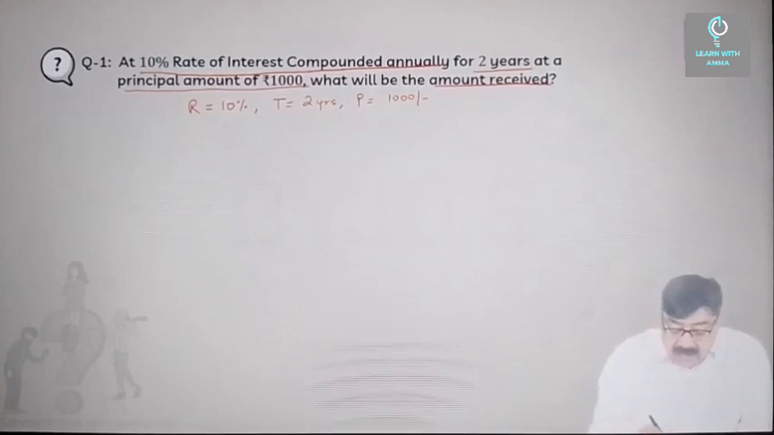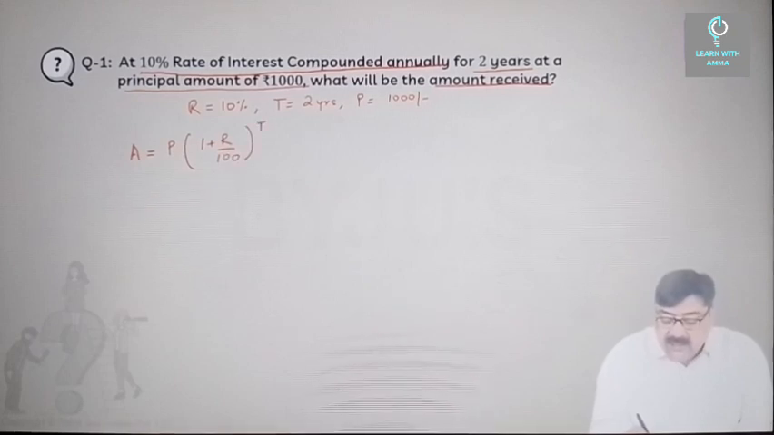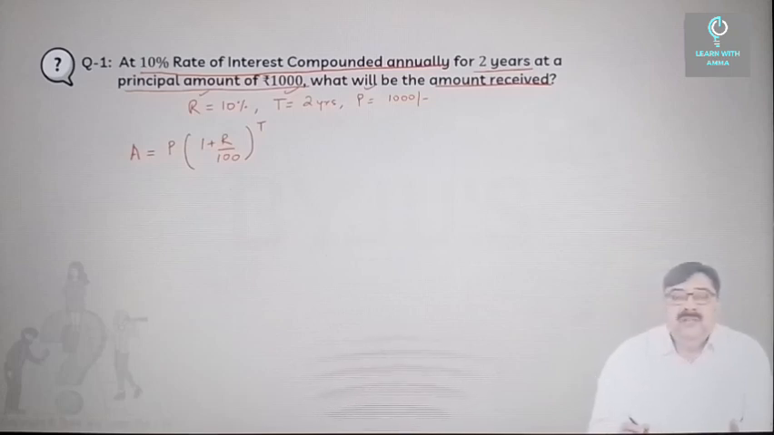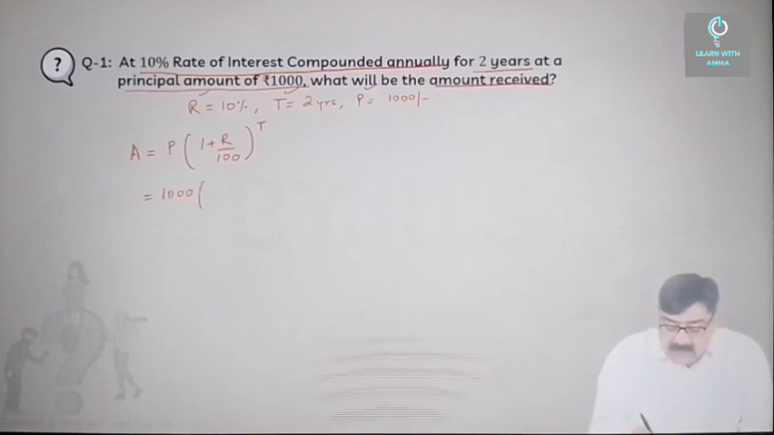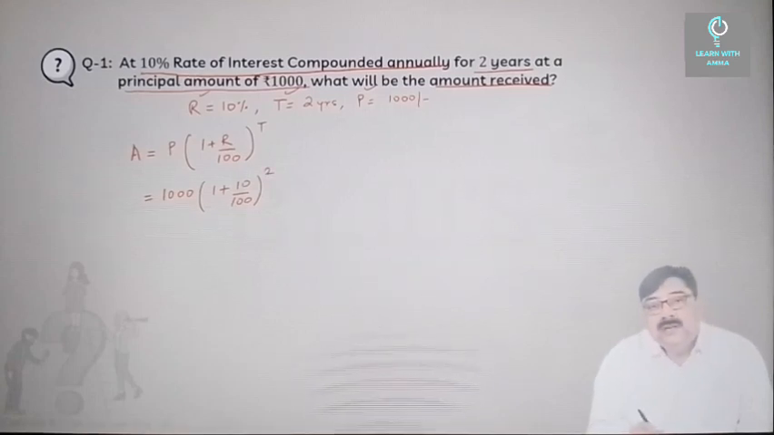So now we know that the formula for amount is A is equal to P into 1 plus R by 100 raised to T. So R, T, and P, the value for each of these variables is given to us, which we just need to substitute in this formula. So let's do it. Principal is 1,000, 1 plus R, that is 10%, by 100, raised to 2. The duration is 2 years.